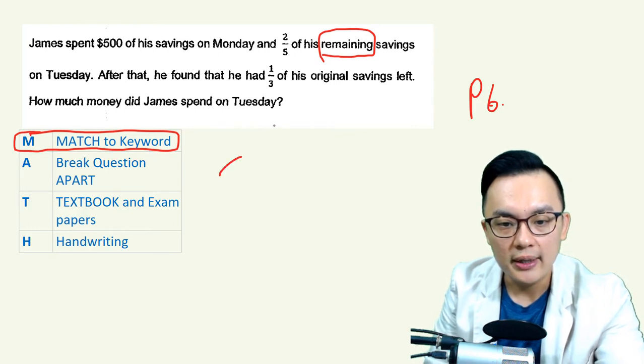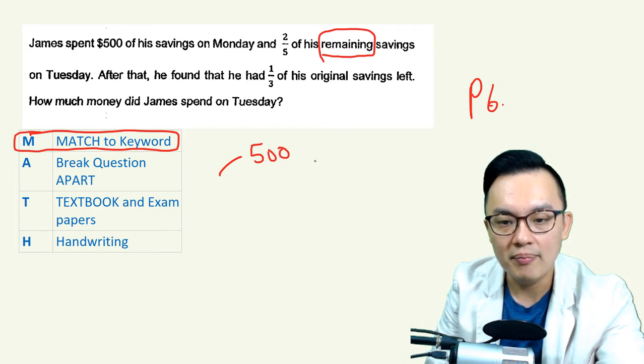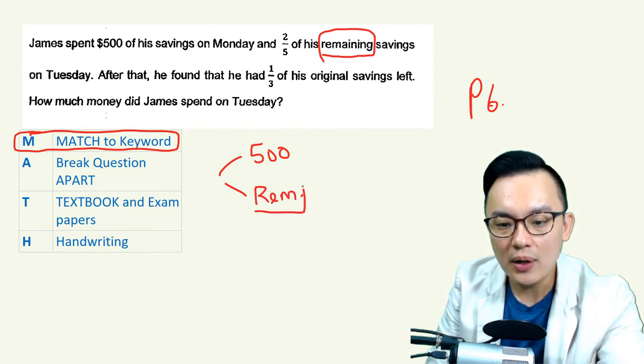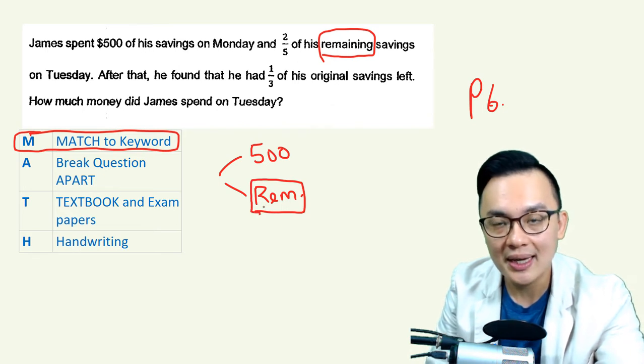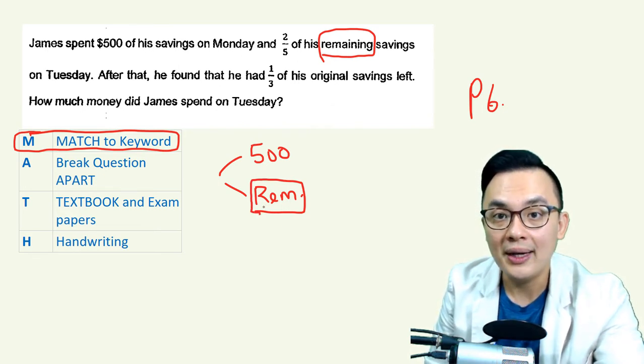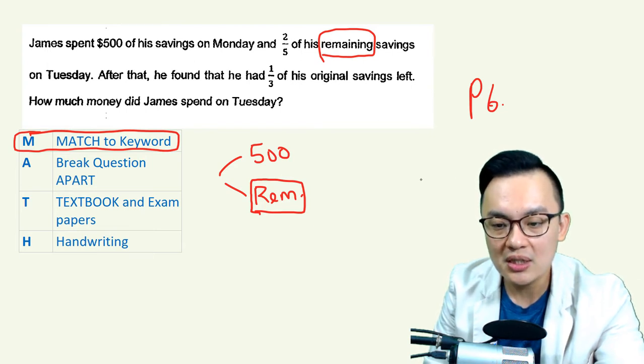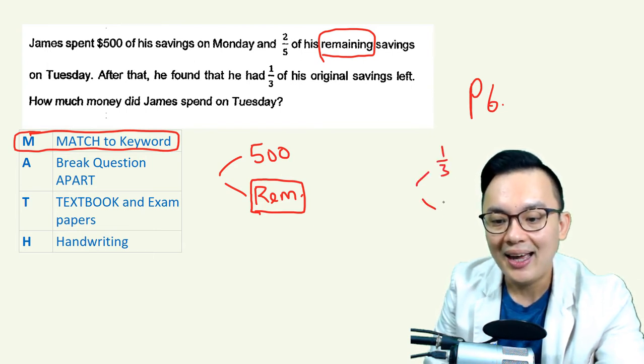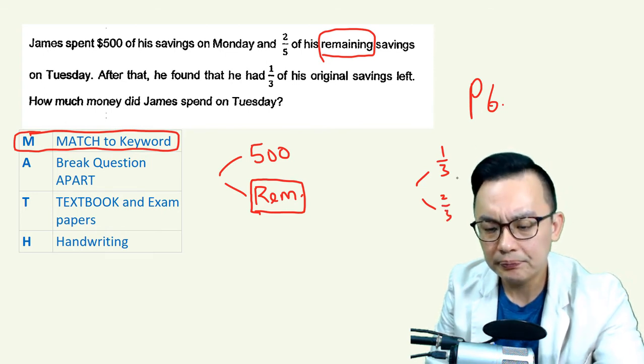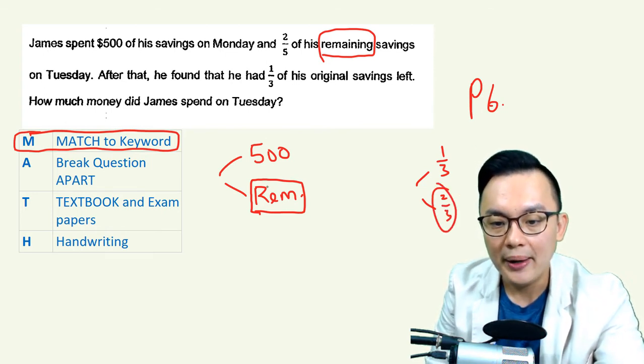So let's try it. James spent $500 of his money on Monday, so I have $500 on Monday, and 2/5 of his remaining savings on Tuesday. So over here, I actually have to write "remaining". Now this one actually trips up a lot of students. They suddenly don't know what to write there, because a lot of questions in P5 will tell you I spend 1/3 and I have a remaining of 2/3, so I know I need to write 2/3 over here. But at P6, you start to see questions like $500 and you have to write down "remaining" to represent the remaining amount of money.